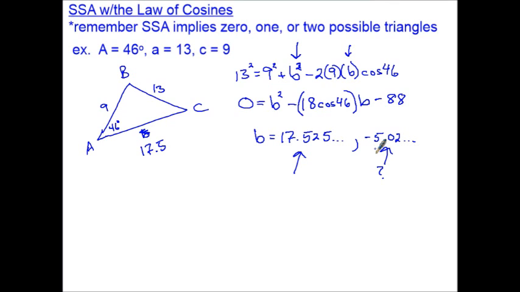So I basically know I can throw that out, and I only have one case to work with. And then from here, I'm not going to bother doing it, but I can now set up my sine of 46 over 13 fraction, and then again, between the 17.5 and the 9, the 9 is the smaller of the two, so I would then do sine of c over 9, get this angle here, 180 minus the other 2 gets me B. And then I've got my whole triangle solved, and it took care of whether or not I had 0, 1, or 2 based on the numbers that came out of the quadratic formula here.